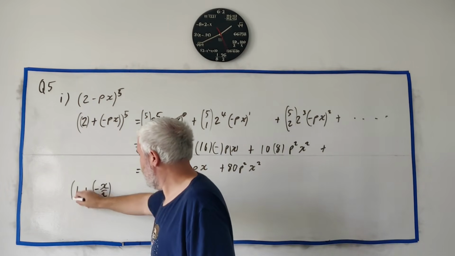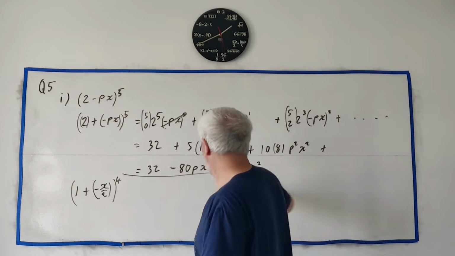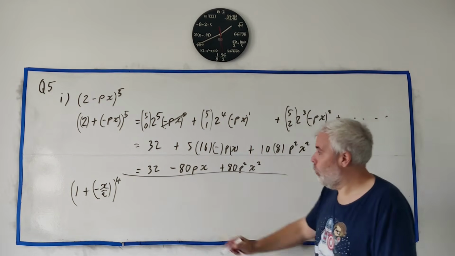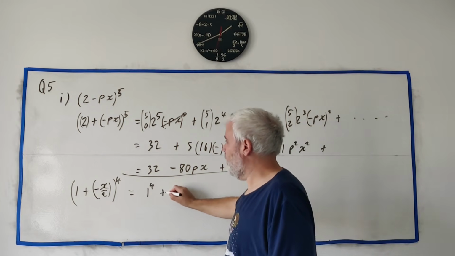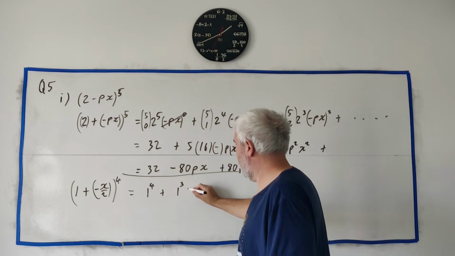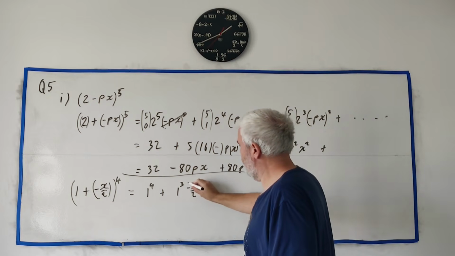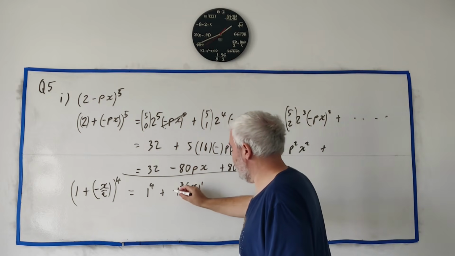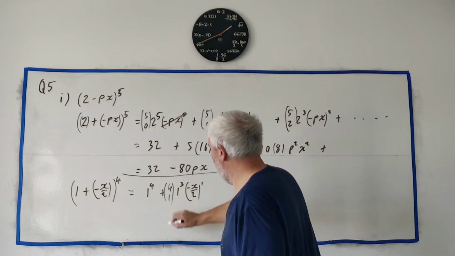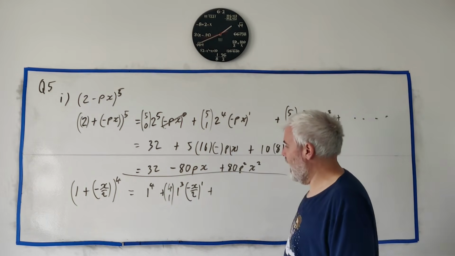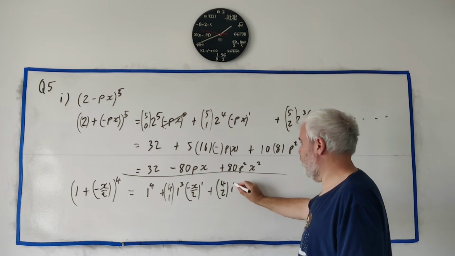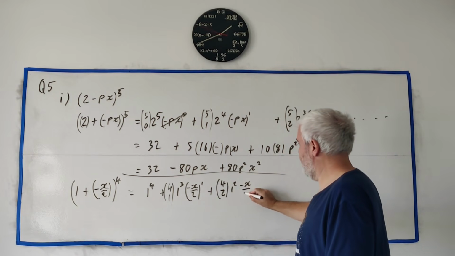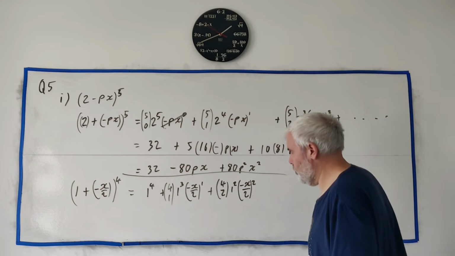I've just changed that ever so slightly to the power of 4. So once again, we have the first term to the power of 4. That's 1 to the power of 4. Plus 1 to the power of 3 times minus x over 2 to the power of 1, and that's 4 choose 1. And then we have 4 choose 2, 1 to the power of 2, and minus x over 2 to the power of 2.